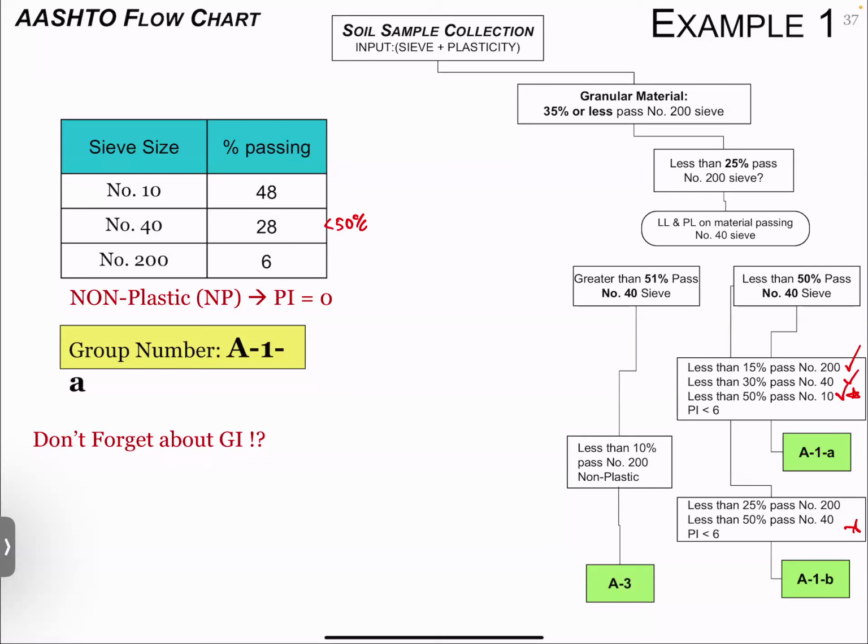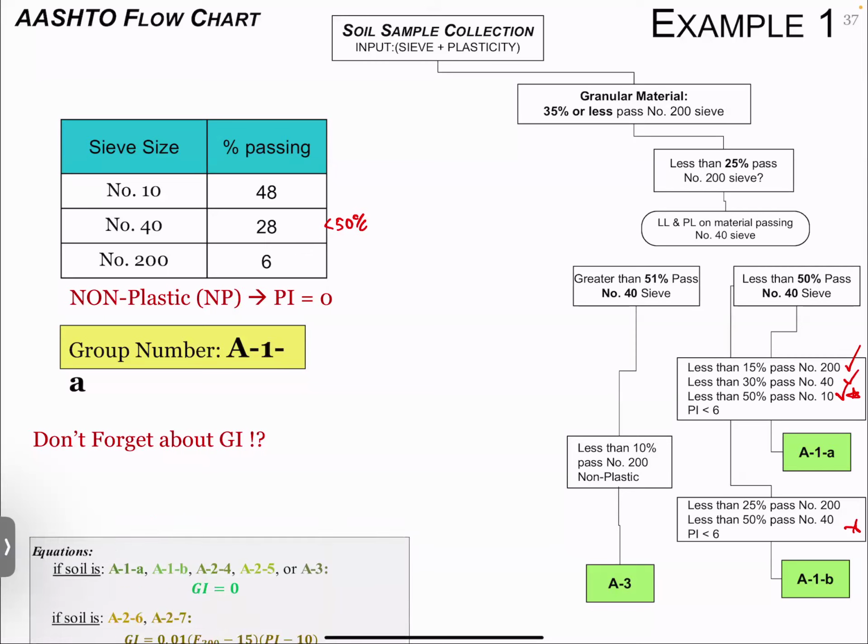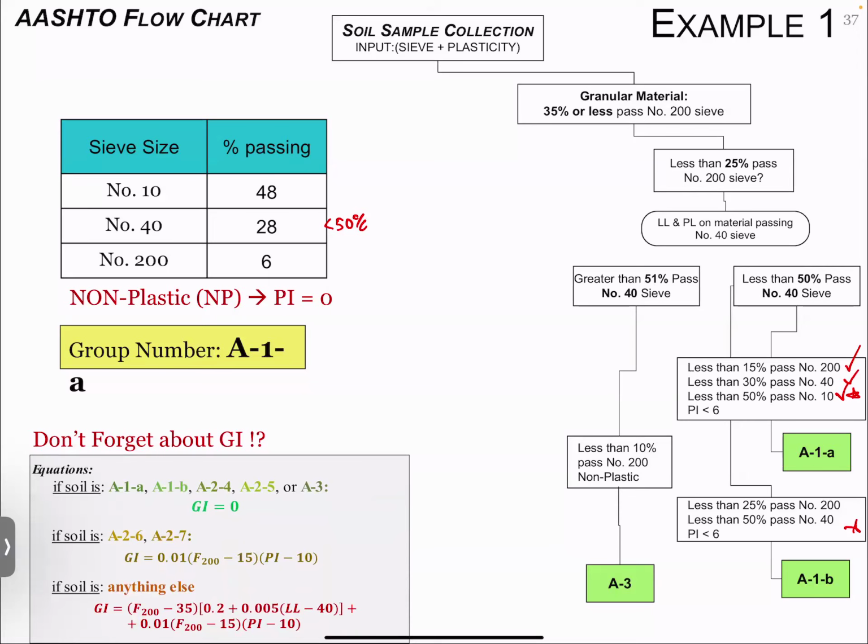So boom, it's checking all the boxes. We also have a plastic index less than 6 because it's 0. So yes, it gets the highest grade, A-1-a, which is really good. And then for the GI, what would we calculate? Exactly. Since it's the highest grade, we don't have to worry about additional testing. We just let it go on its own, and it's a GI of 0. So the technical form of the AASHTO classification would be A-1-a(0), which I have never seen in the real world. We never really have this in Florida.